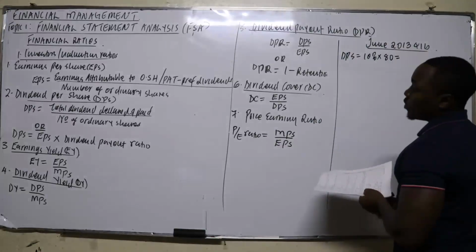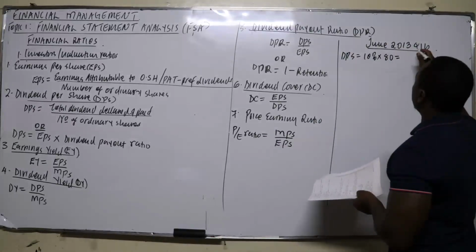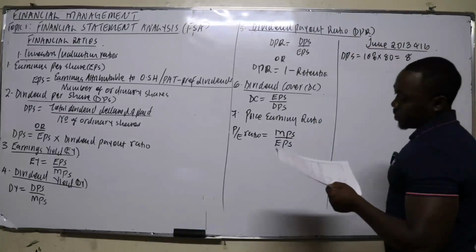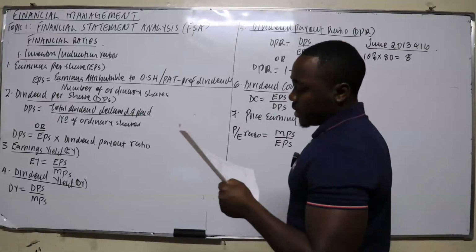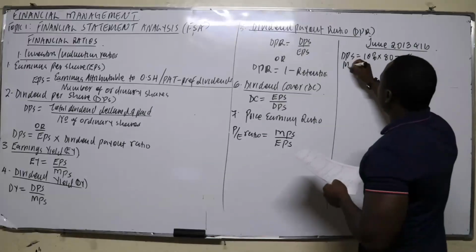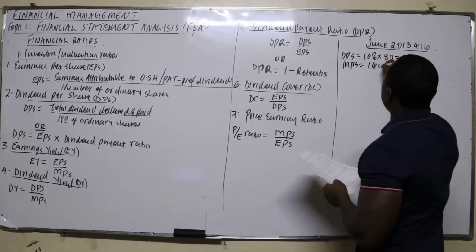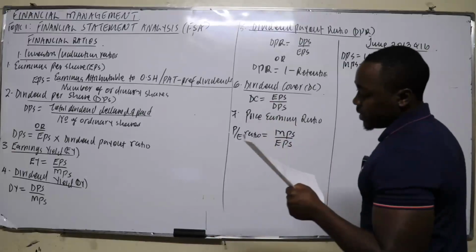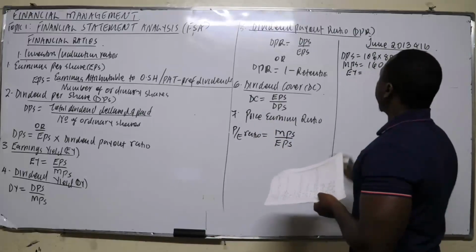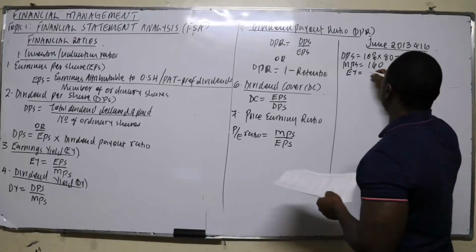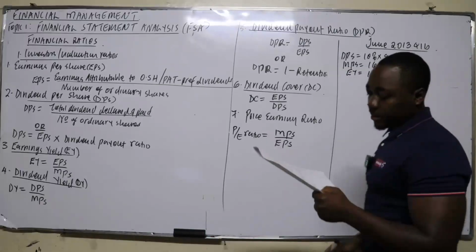And then kindly don't copy, I'll give you time to copy. So therefore, the dividend per share will be 8 shillings. The current market price per share is 160, with a 15% earnings yield. Required.